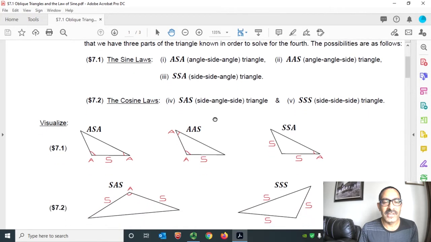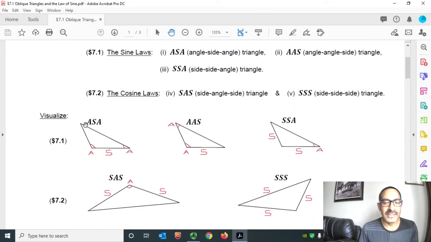So, a quick visualization here. This is ASA triangles, where the side is in between two angles. Next, AAS triangles: angle, angle, and then side. In the first case, the side is included between the angles. In the second case, the side is outside those angles. And the third case, SSA: here side, side, and angle.